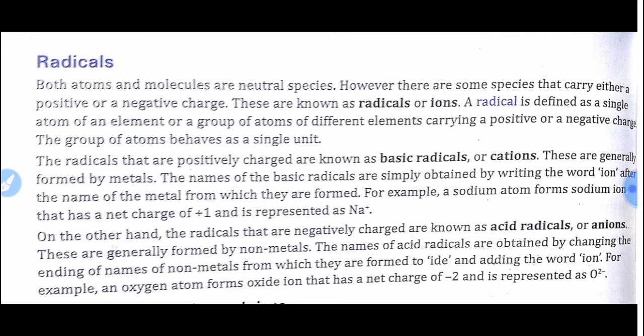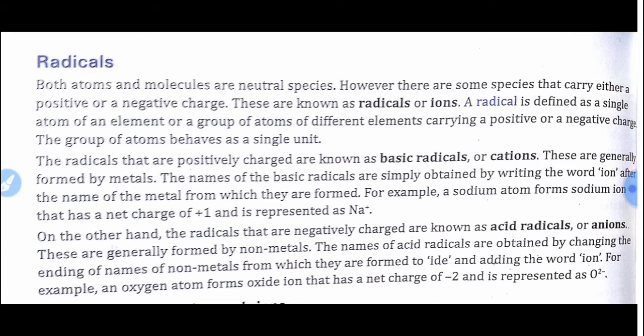A radical is defined as a single atom of an element or a group of atoms of different elements carrying a positive or a negative charge. The atom which carries a charge, either positive or negative, or a group of atoms from different elements, can be combined and they also develop a positive or negative charge. So these are known as radicals or ions. The groups of atoms behave as a single unit.